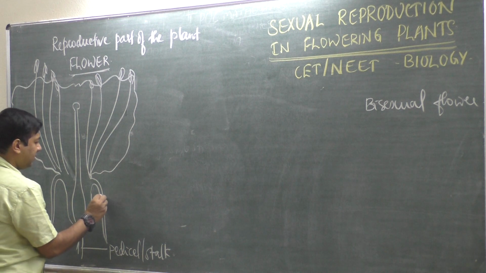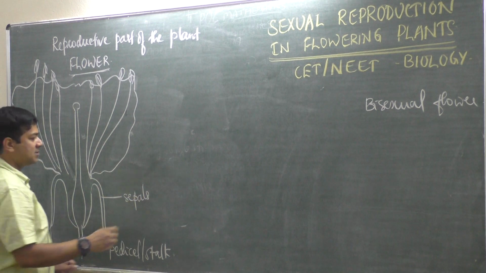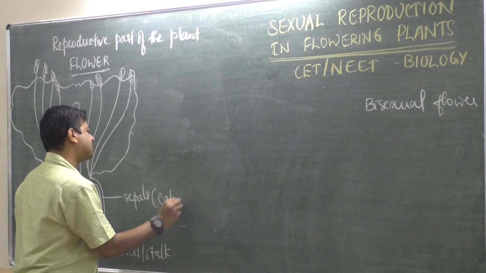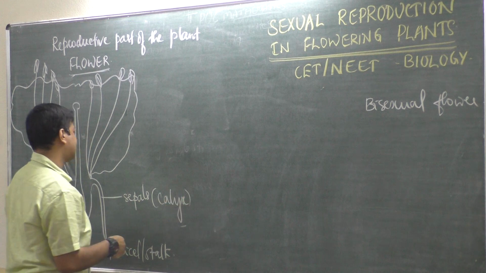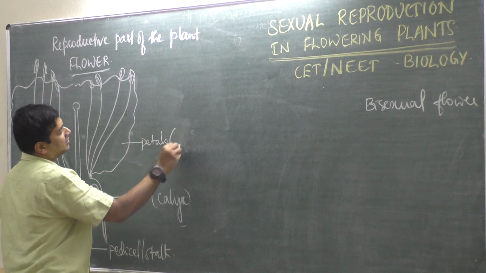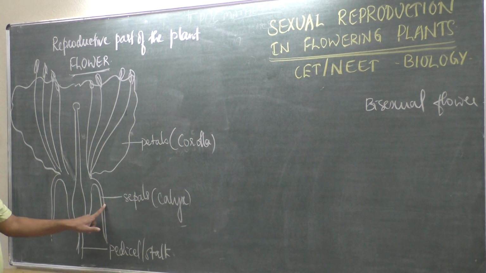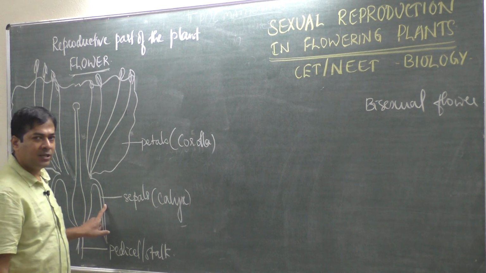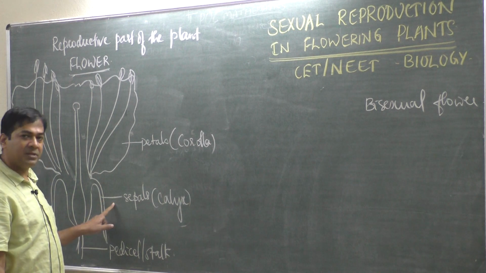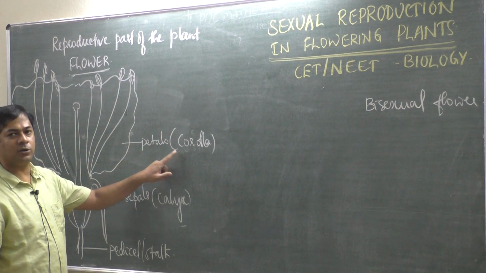Then these are green leaf-like structures. These are called sepals. Sepals in biology we call calyx. And these are petals in English; in biology we call them corolla. Calyx is the green leaf-like structures present at the base of a flower, that is sepals, and these colorful petals are called corolla.